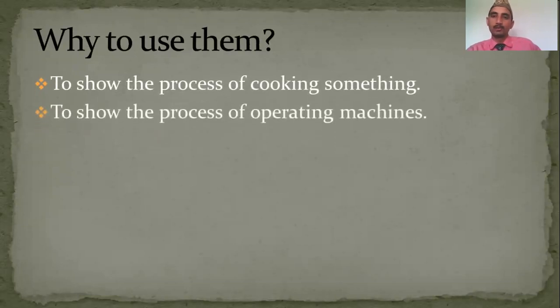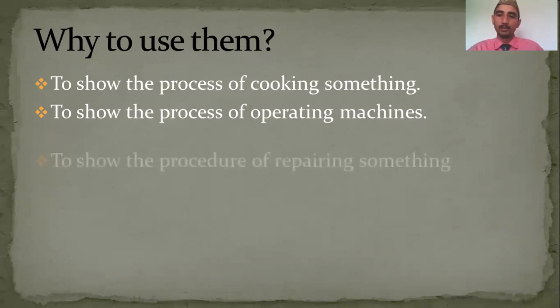So we can use instructions in order to show the process of cooking a variety of dishes. For example, momo, chow mein, rice pudding, tea, pizza. So for this kind of variety of dishes, we can help someone by showing the process of cooking.